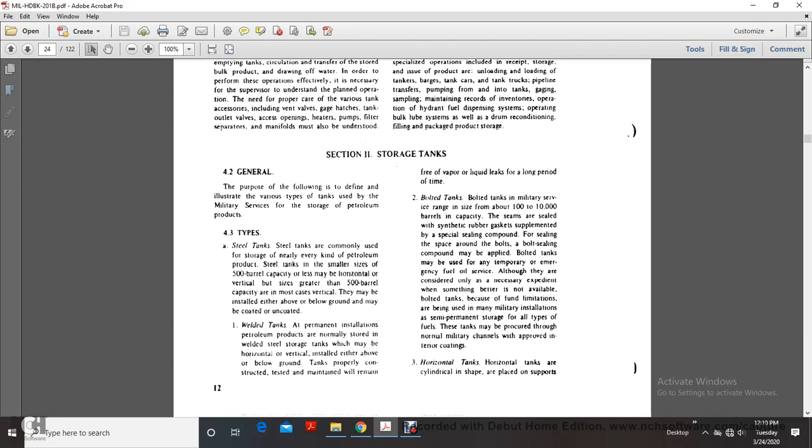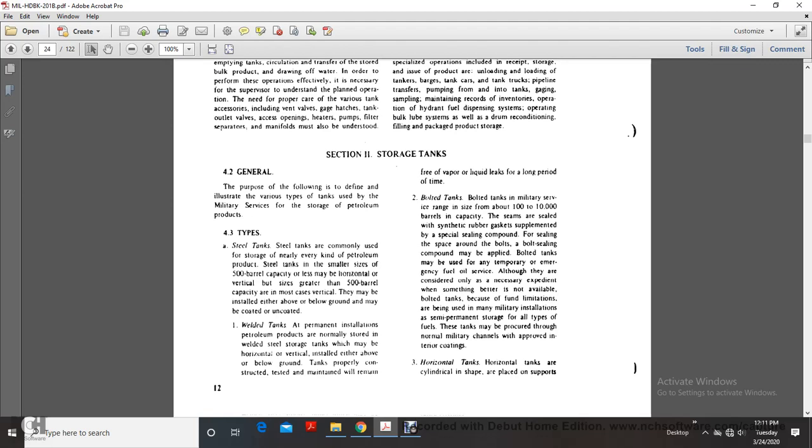Bolted tanks. Bolted tanks in military service range in capacity from 100 to 10,000 barrels, with a single synthetic rubber gasket supplemented with a special sealing compound for sealing the space around the bolts. The bolt sealing compound may be applied to the bolted tanks, which may be used for temporary emergency fuel oil service, although they are considered expendable. Because of fund limitations, bolted tanks are being used in many military installations as semi-permanent storage of all types of fuel. These tanks may be procured through the normal military channels with approved interior coatings.